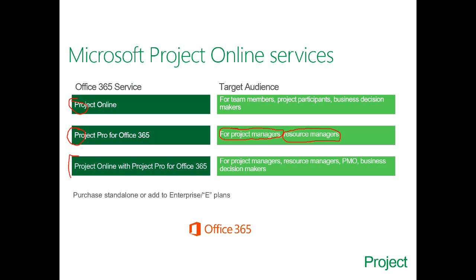Now, if we look at this third area down here, we have Project Online with Project Pro for Office 365. It's effectively a combination of the first two. So we have Project Server in the cloud and Microsoft Project utilizing that service in the cloud. All we're going to look at today is this first one, Project Online. Okay, does that make sense to everybody in terms of clearing that up?